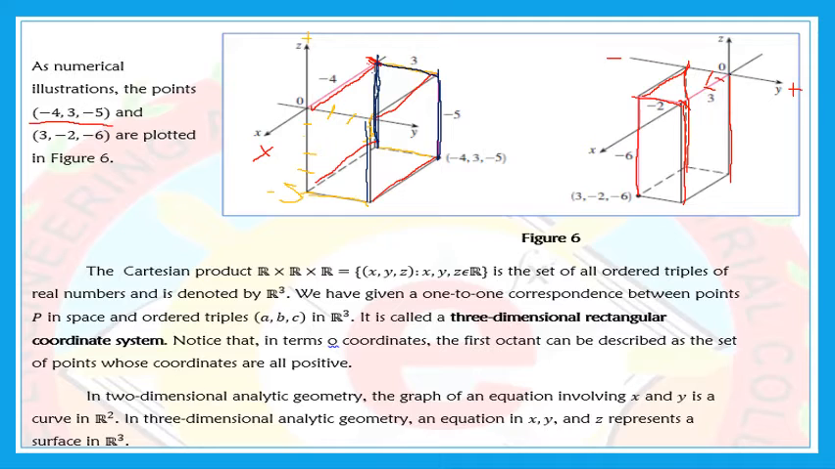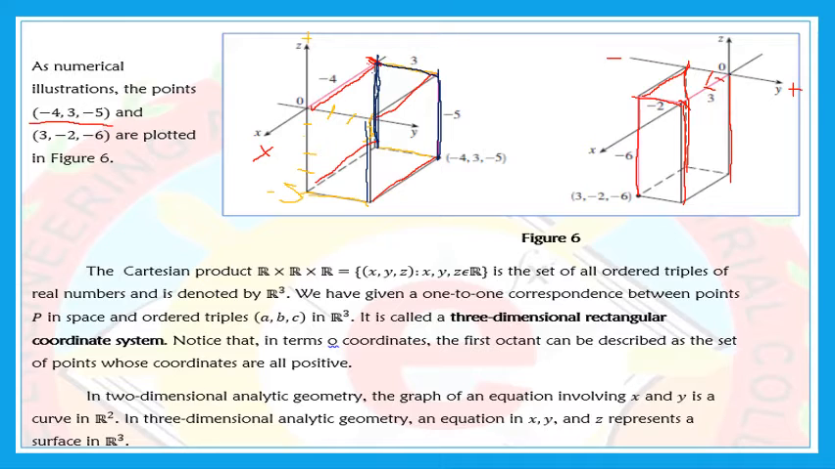Kung x ay 3, ang line na ico-construct na parallel sa x-axis ay dapat 3 ang distansya. Sa example ni A, kung y ay 2, ang line na parallel sa y-axis ay dapat 2 ang distansya. Kung z ay 6, ang line na parallel sa z ay dapat 6 ang distansya.